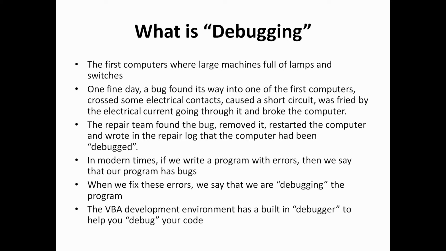The repair team found the bug, removed it, restarted the computer, and wrote in the repair log that the computer had been debugged. In modern times, if we write a program with errors, then we say that our program has bugs. When we fix these errors, we say that we are debugging the program. The VBA development environment has a built-in debugger to help you debug your code.